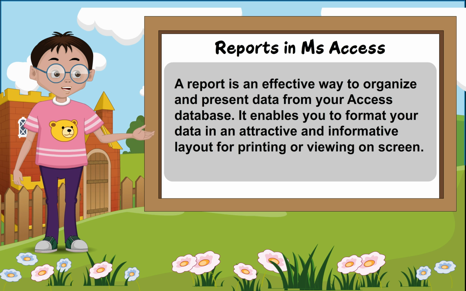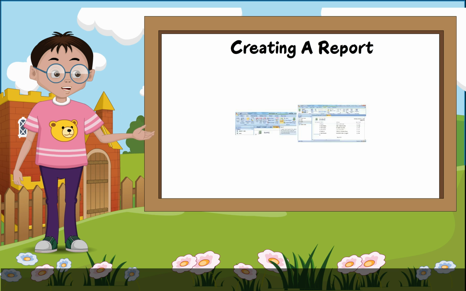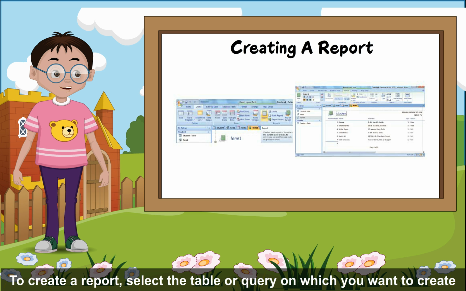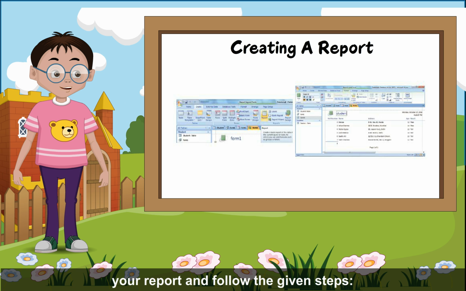Reports in MS Access. A report is an effective way to organize and present data from your Access database. It enables you to format your data in an attractive and informative layout for printing or viewing on screen. Creating a report. To create a report, select the table or query on which you want to create your report and follow the given steps.